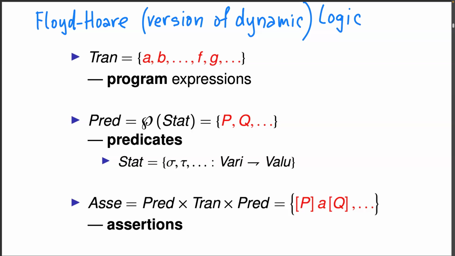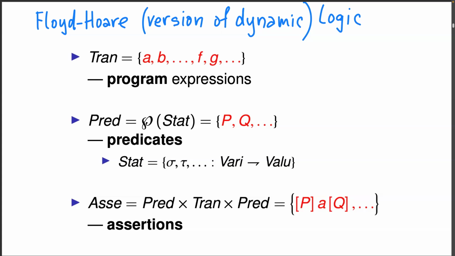Program expressions, we write them A, B, F, and G, little letters. Predicates, we write big letters. And then we make triples of these things. They're called Hoare triples. They are the assertions. And I write them in this form. Predicates are in square brackets, P and Q, and in between them is the little program expression, little a. And a triple like this is what Tony Hoare called an assertion. And many people call it simply Hoare expressions.